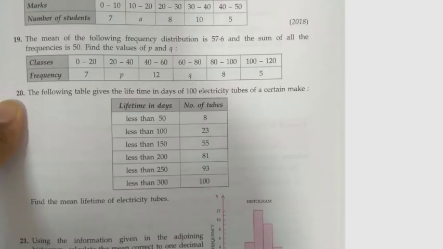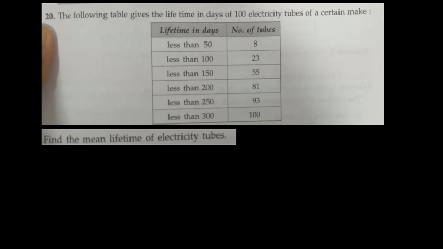Now here, question number 20. The following table gives the lifetime in days of 10 electricity tubes of a certain make. You have to find the mean lifetime of the electricity tube. Now here, if you see, the data is like: less than 50 we have 8 tubes, less than 100 we have 23 tubes, less than 150 we have 55 tubes.